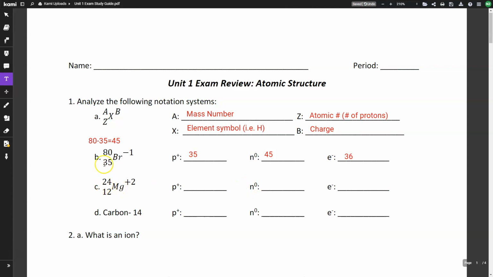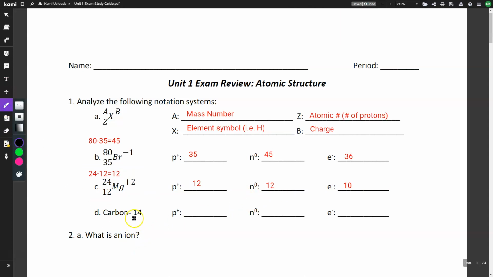Okay, moving down to C. 12 is the number of protons. Again, that's coming from down here. Plus 2 means we have 2 more protons than electrons. So we'll have 10 electrons. Our mass number is 24. So 24 minus the number of protons gives us 12 neutrons.